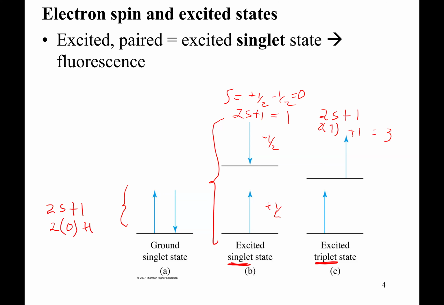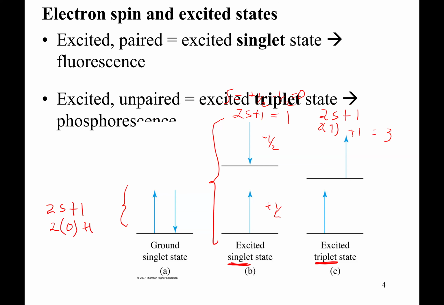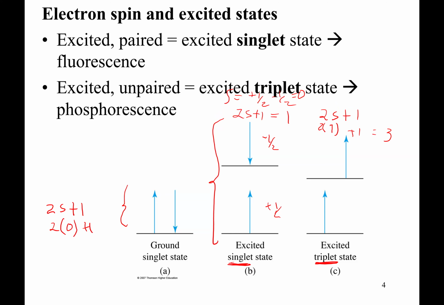So in a case like this one here, they are paired, but with opposite spins. And that's why we call it a singlet excited state. And so it's going to lead to fluorescence from a singlet excited state to a singlet ground state. However, if they are unpaired, you can have these possibilities of the singlet state. These are possibilities. So here, this is a ground state.